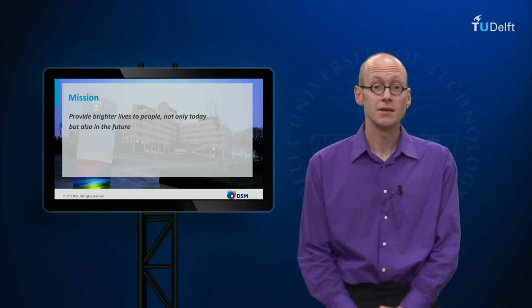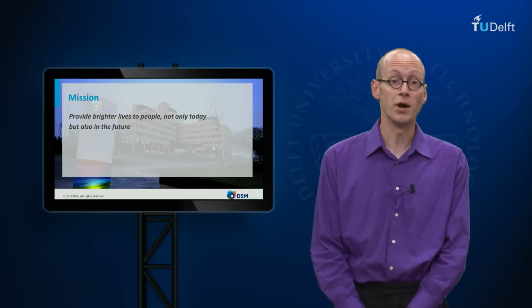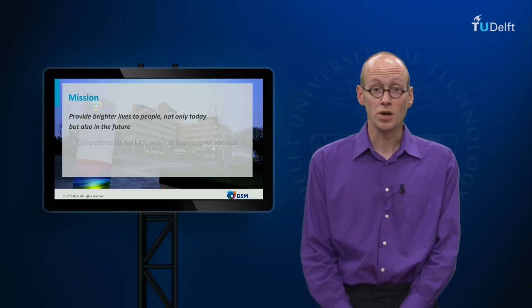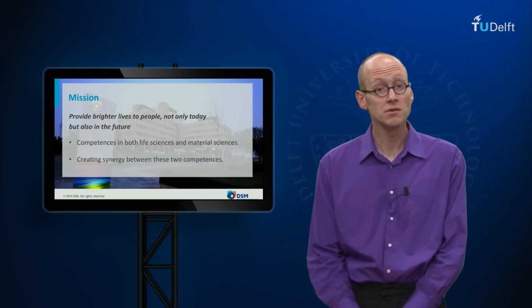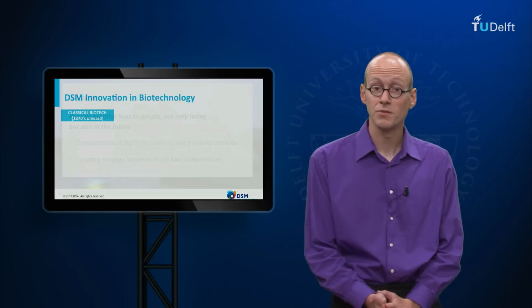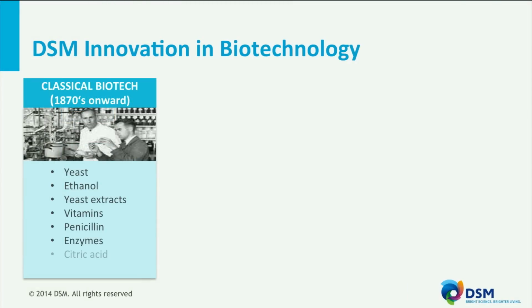DSM is a very dynamic company that, besides having an economic viable business, also wants to provide brighter lives to people not only today but also in the future. To accomplish this, DSM uses its unique competences in both life sciences and material sciences, and with that creates synergy. DSM really has a long track record in biotechnology. It started basically around 1870 with the yeast and spirit plant in Delft for the production of yeast and alcohol. Since then, more biotech-related products have been developed and also commercialized.